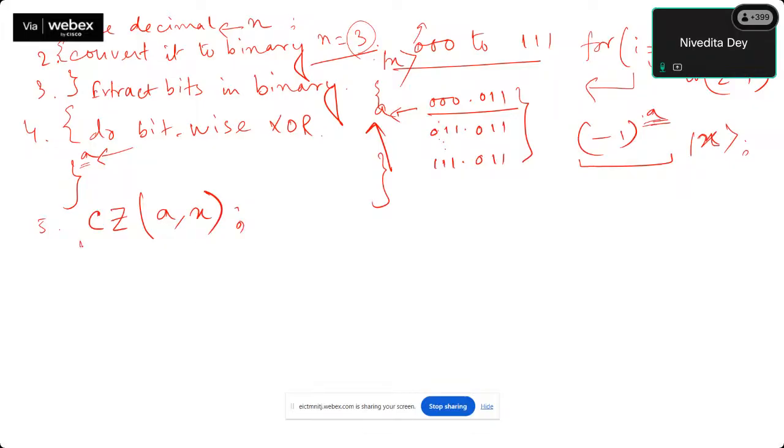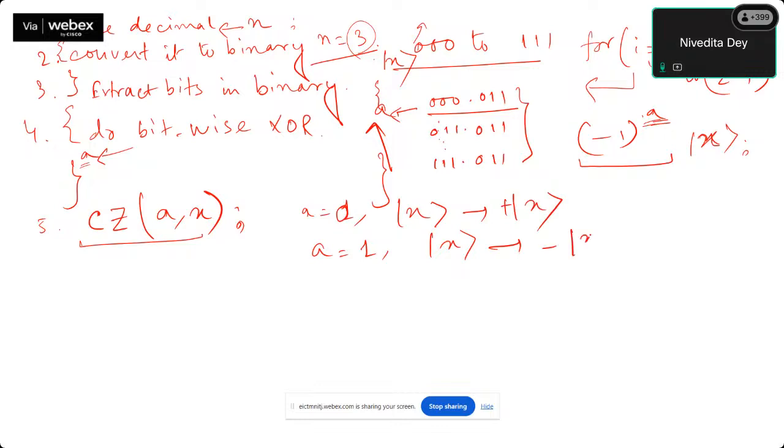Now, after that, since you are doing all of these things in superposition, all of them are in a loop. So that means whenever your A is 1, your X will be plus X. Sorry, just reverse. Whenever A is 0, it will be plus X, and when A is 1, your X will become minus X. Then you directly go to that one. What do you mean by this? It means that after this entire thing, your oracle is designed. So after this, you have your oracle.